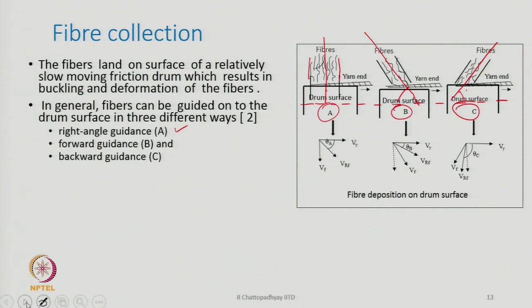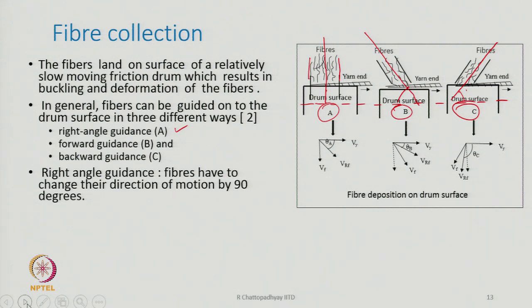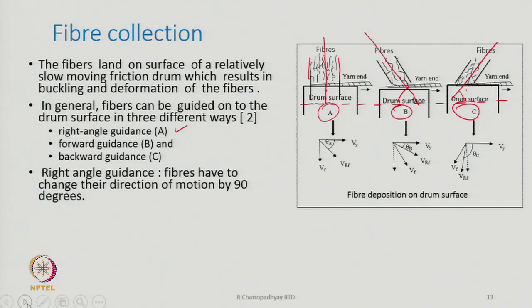Now, out of this, what happens? We will try to find out or create a situation so that the buckling effect of the fibers can be minimized. Now, if you go for right angle guidance, fibers have to change their direction of motion by 90 degree. They are coming this way and then suddenly they will be falling on it and they will move in these directions. So, coming this way and then moving in these directions, that means directional change by 90 degree.